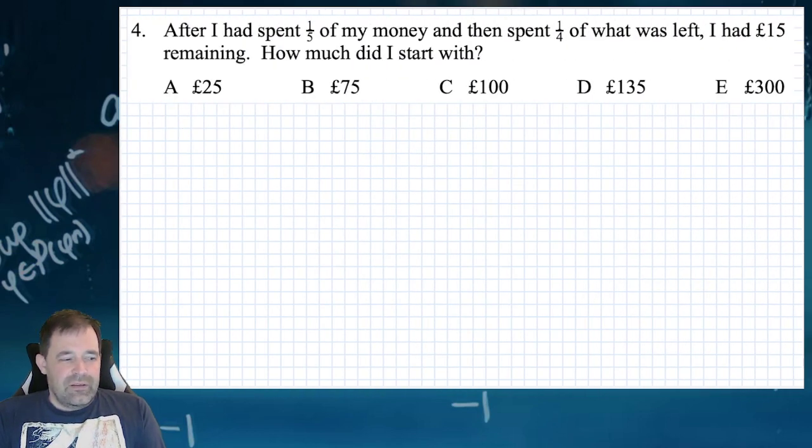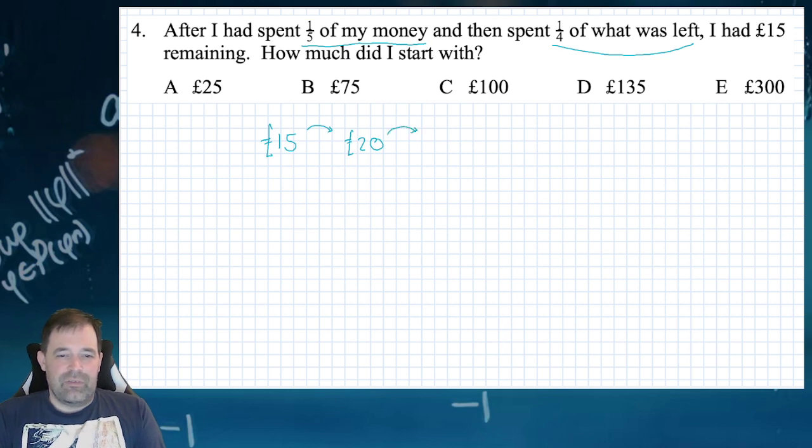After I'd spent 1/5 of my money and then spent 1/4 of what was left, I had £15 remaining. How much did I start with? So we have £15. That's going to be 3/4. What we're just going to do is work backwards. We're going to do this calculation but reverse, and then we're going to do this calculation but reverse. So that's going to be 3/4. If we add back on that quarter, that's going to be 20, because a quarter of 20 is 5, take off 15. And then what we're going to do, 1/5 of the money.